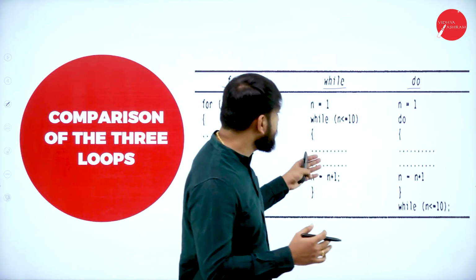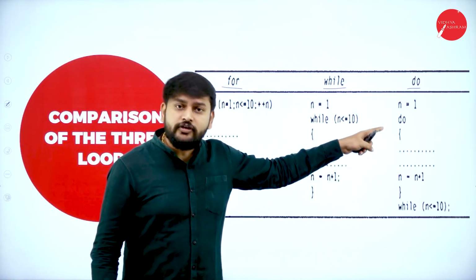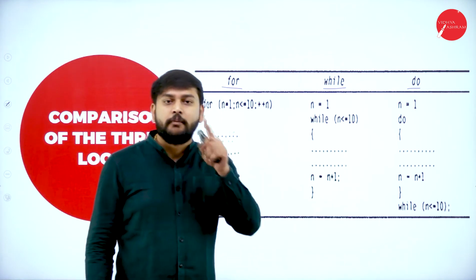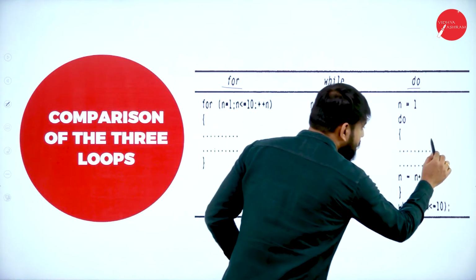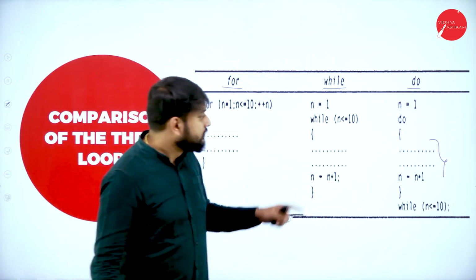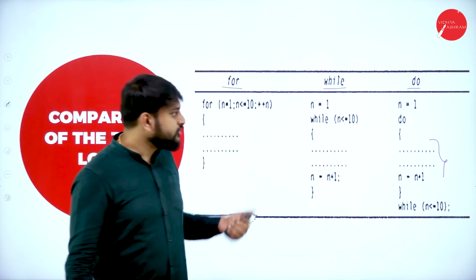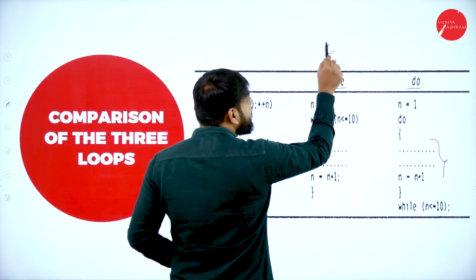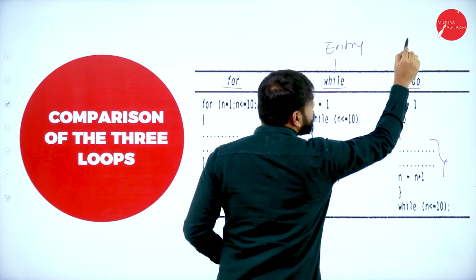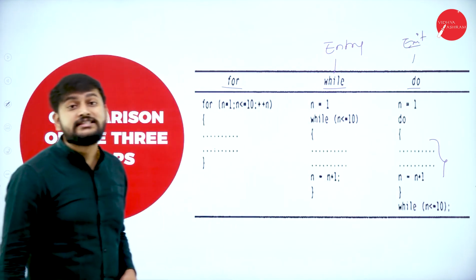But what is the speciality that while and do while have? When it comes to do while, even if you don't satisfy the condition, minimum one time the statements you have inside this will be executed. But in while, it is not possible. So this is what we will call an entry controlled loop, and this is what we call an exit control loop.